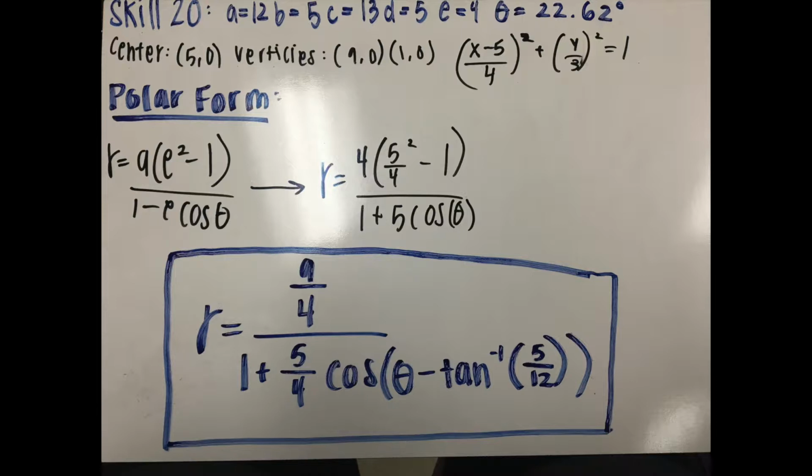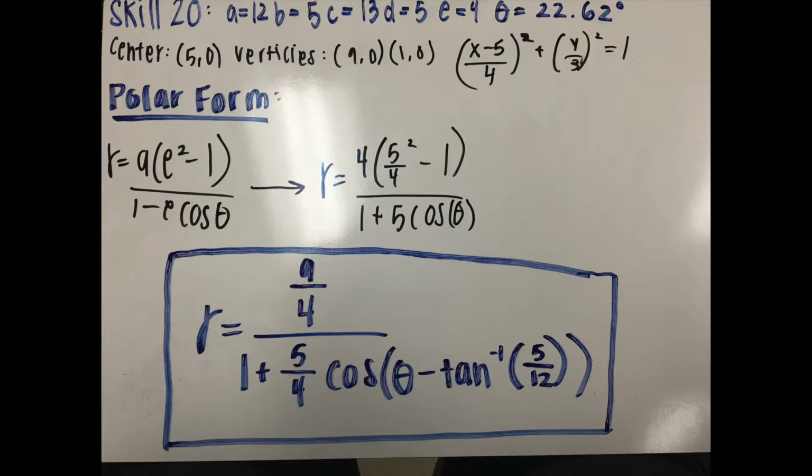So using my original equation and the equation for polar form of the hyperbola, I first plugged in those values into my equation, which gave me r is equal to 4 times (5/4 squared minus 1) divided by 1 plus 5/4 cosine theta.